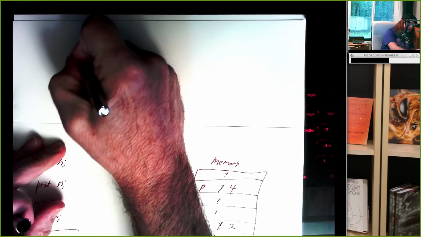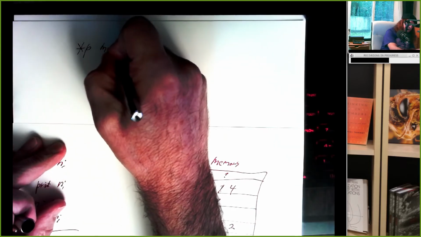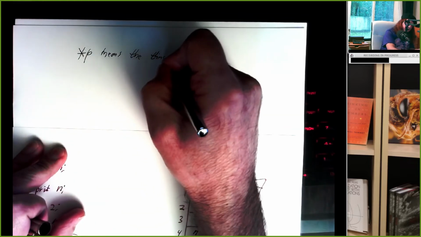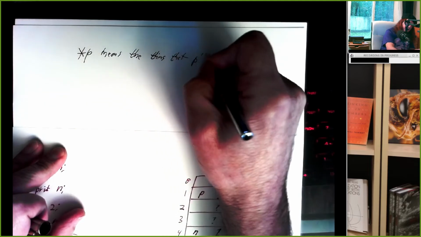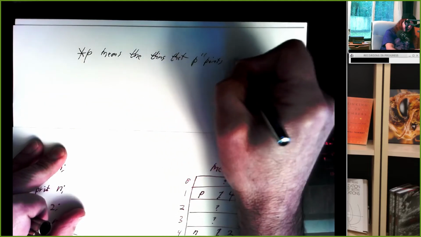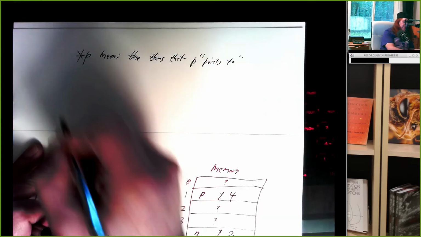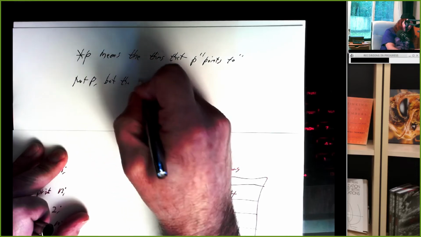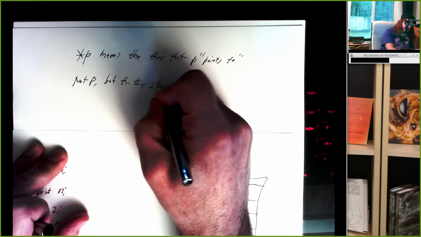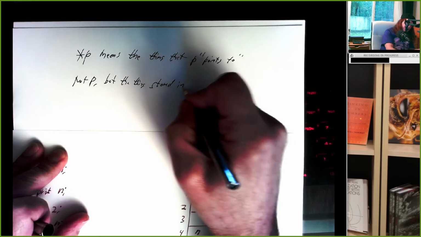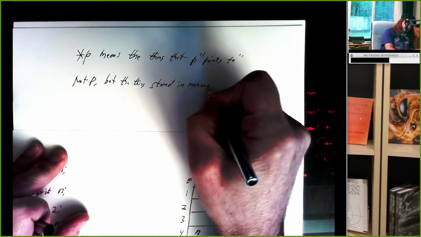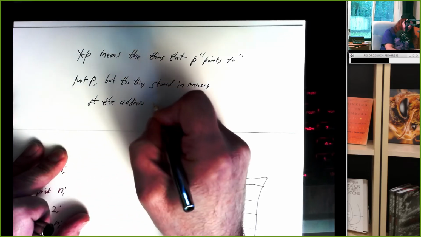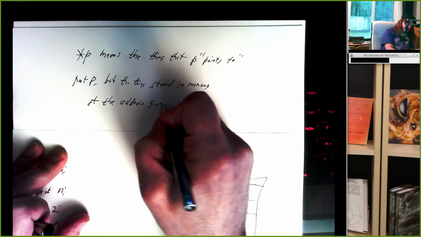So star p means the thing that p points to. In other words, not p, but the thing stored in memory at the address given by p.